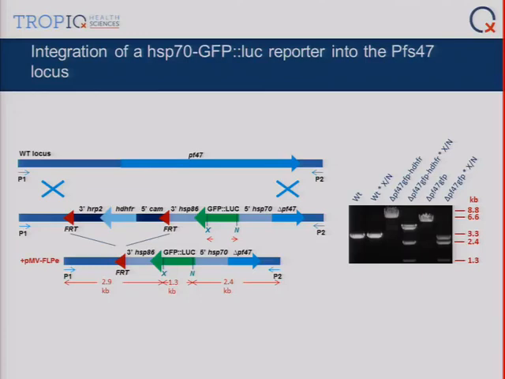And the selection cassette that was used was flanked by FRT sites, so we could transfect the parasites with flippase recombinase and excise the selection cassette. And the end result is a reporter parasite that's free of all selection markers, so it's fully sensitive to all drugs, including antifolates.